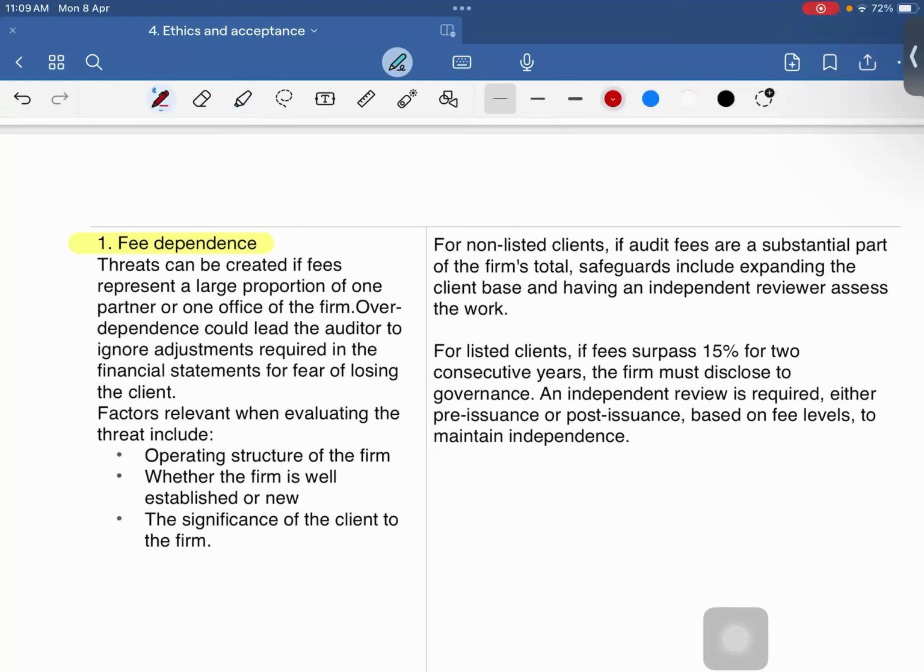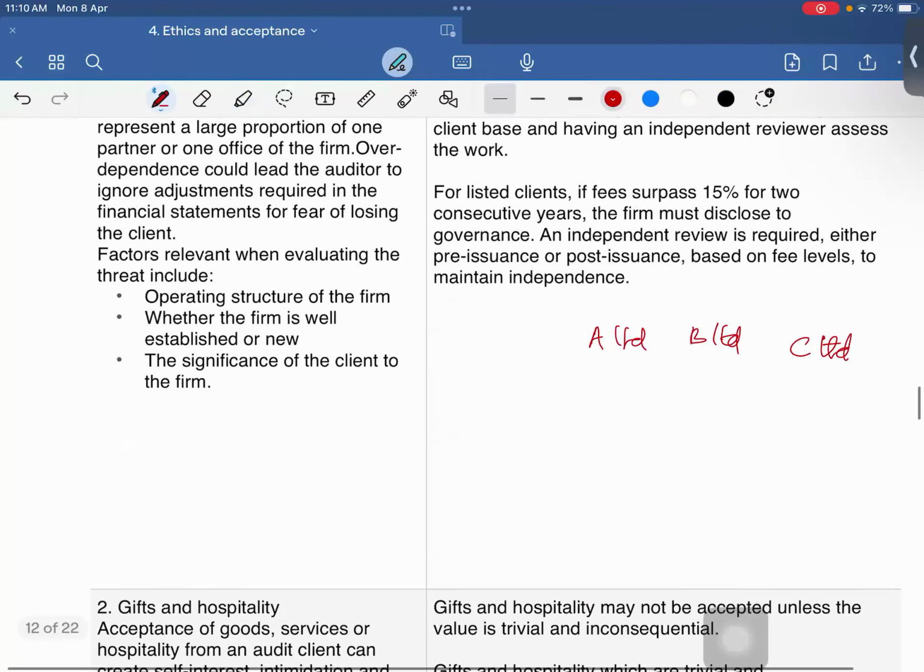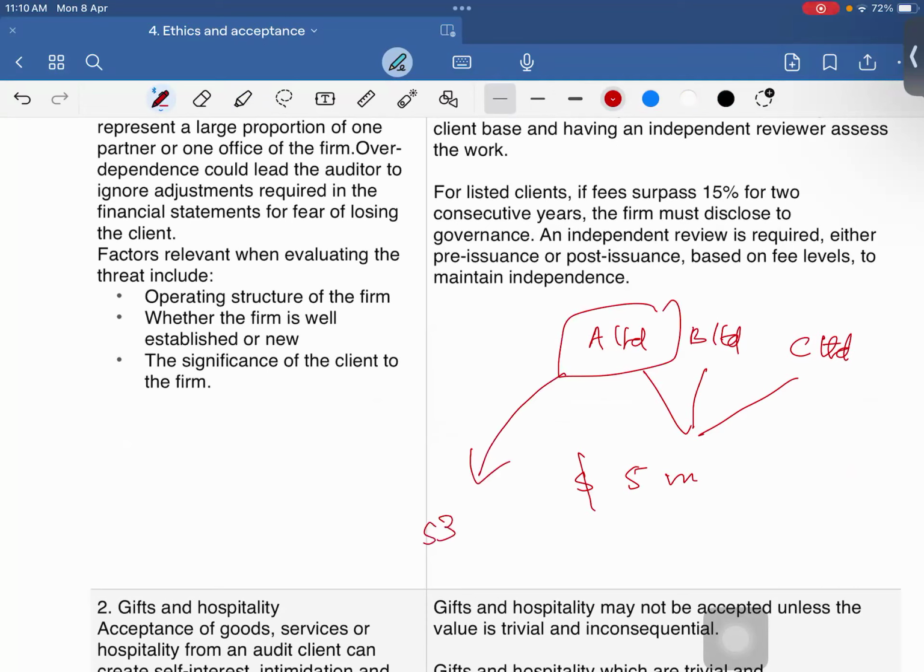For example, your client is A Limited, B Limited, and C Limited, and you get a total of, let's say, 5 million dollars every year. From that $5 million, this particular company, let's suppose, pays $3 million. So what is the problem here? The majority of our fees we get is from A Limited. So this would create a self-interest threat. Understood?